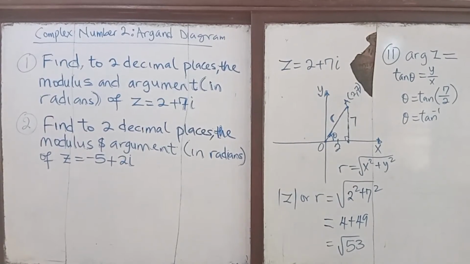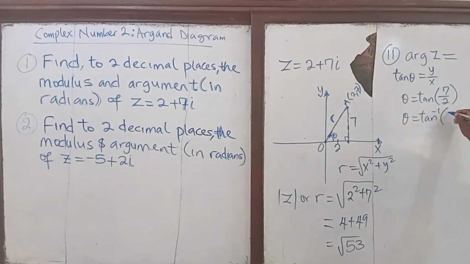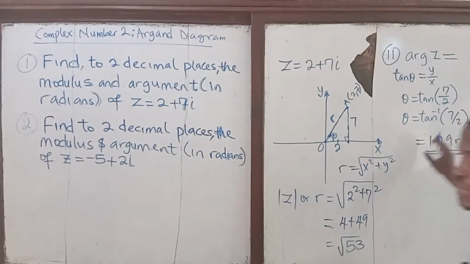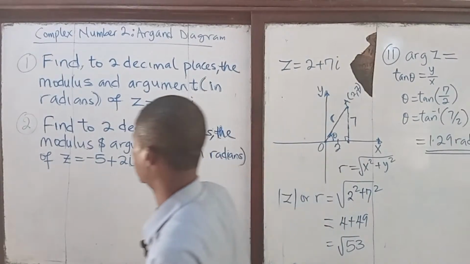Let's punch our calculator for that. That will be 1.29 radians. That's 1.29 in radians, and to 2 decimal places that's done. So that's the first one.